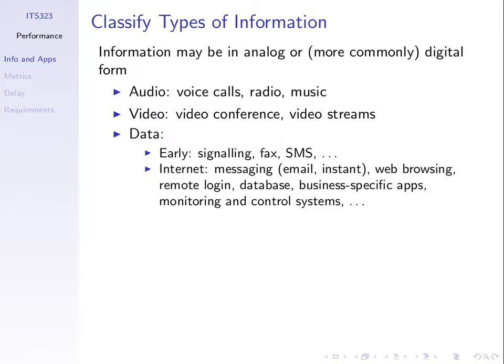So analog, voice calls, radio, music, audio, video, and they can be either analog or digital. Video, video conferencing, video streaming. And sometimes we distinguish a third type as the others. We've got audio, video, and data. Where data here means it's not audio or video. Messages, emails, web pages, files, all the other applications that we exchange data.